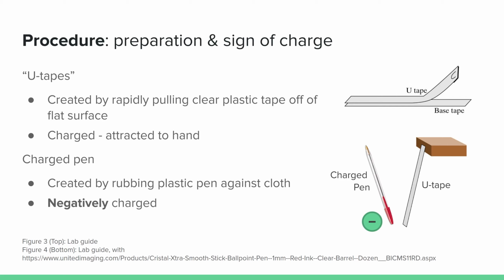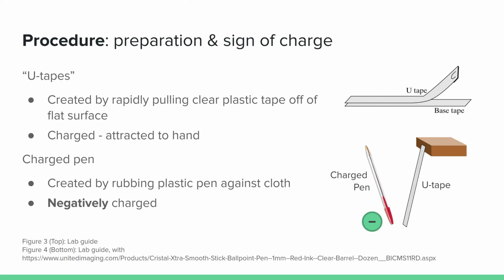The first step involved introducing the procedure of charging small pieces about 20 centimeters long of clear plastic tape by laying them down and rapidly peeling them off of a flat surface. This motion charges the loose tape, which we'll now refer to as U-tape, and this can be observed when you move your hand towards a loose piece of tape as it will be attracted.